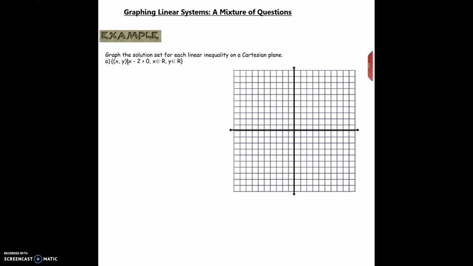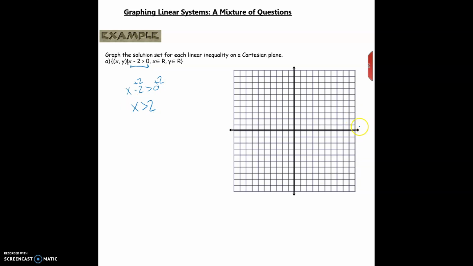All right, so we're going to begin our first example: graph the solution set for each linear inequality on our Cartesian plane. All right, so we have x and y such that this is the only thing I'm really going to worry about because that's what I'm going to graph. And I don't really like how it's written, and there's no y, so I'm just going to move it so that that -2 is on the other side. So I'll add 2 to both sides, and I get that x is greater than 2.